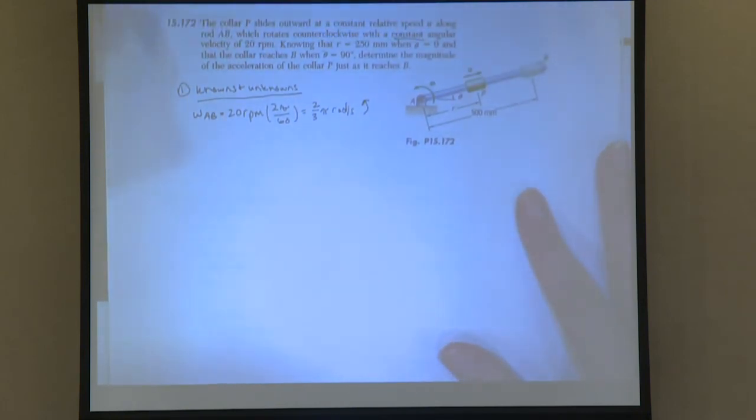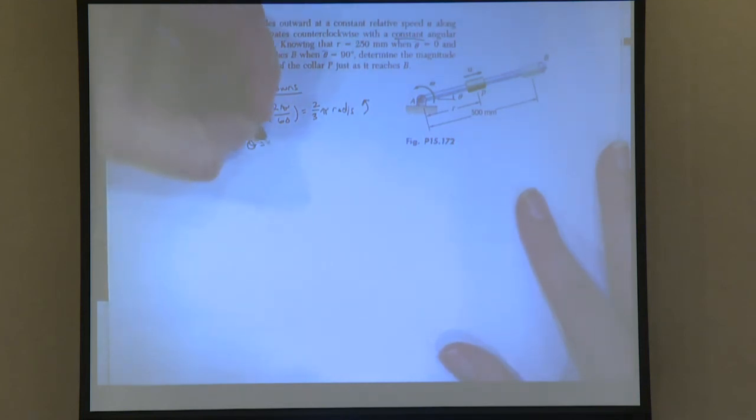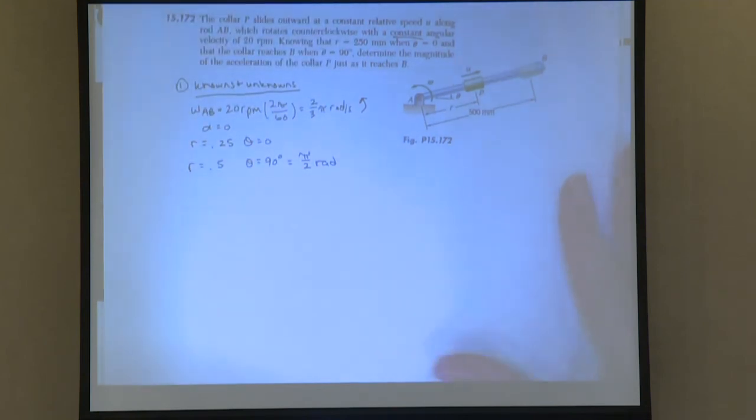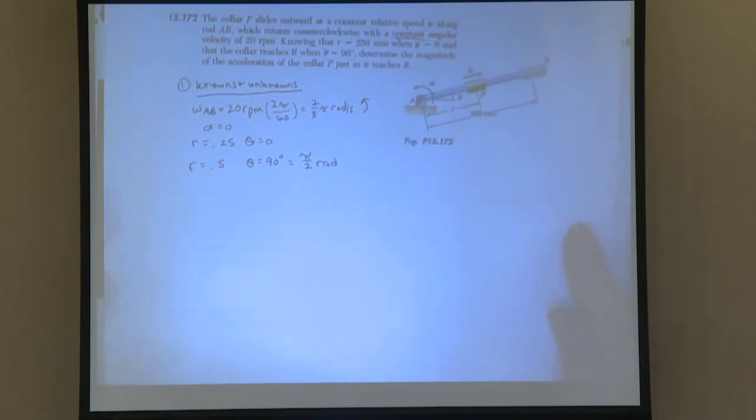Going that way. It says that it's at a constant angular velocity, so that means that alpha is 0. And then we know that r is equal to 0.25 when theta is 0, and r is equal to 0.5 when theta is 90 degrees. We don't want to work in degrees. We want to work in radians. So this is equal to pi over 2 radians. And you'll see why in a minute.